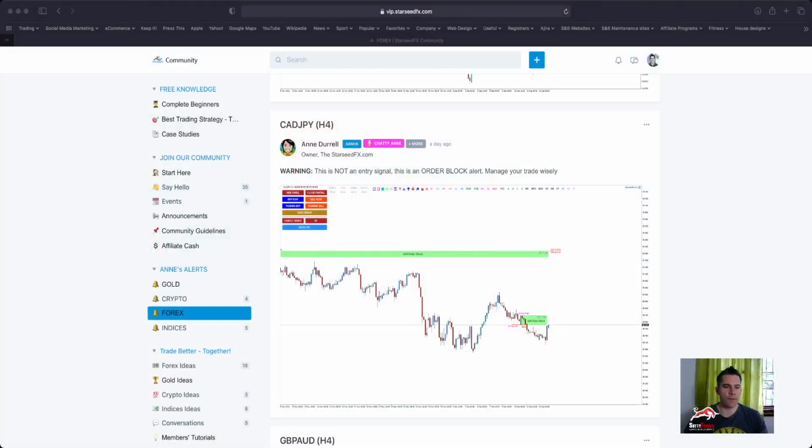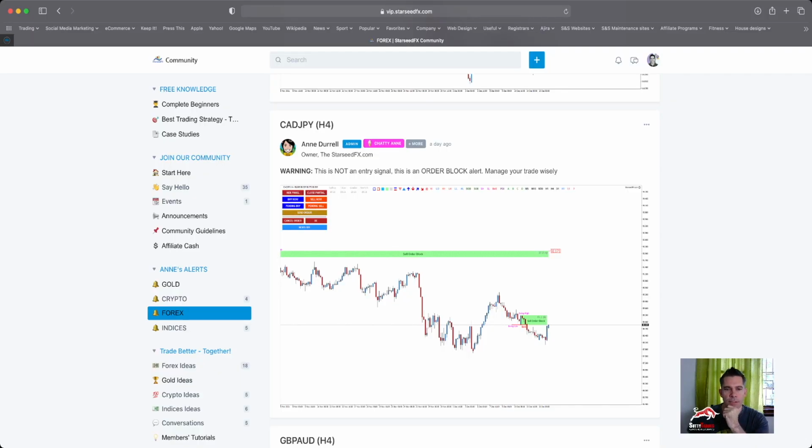We're still looking at that CADJPY trade. Let me quickly go over to the group. So this right here was the alert we got. As you can see, it was pushing down nicely. The general flow was down. So we were also aware that price might push higher.